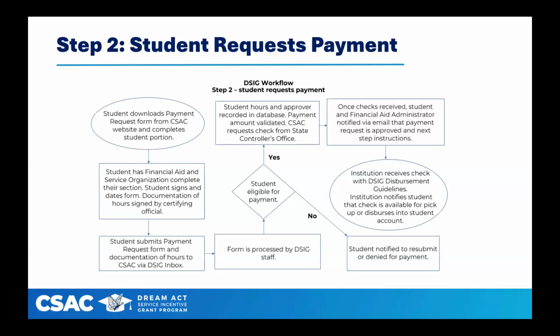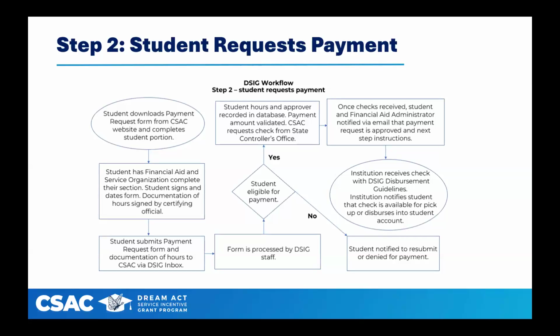At that point, our DSIG team will process it and verify if the student is eligible for payment. If they're not, then the student is notified to resubmit or denied for payment. So they do work with the students one-on-one to figure out their situation. But if they are approved, then the payment amount is validated and CSAC is going to request the check from the state controller's office. Once the check is received, the student and financial aid administrator will be notified via email that the payment request is approved and the next step instructions. The institutions ultimately will receive the check with DSIG disbursement guidelines, and the school will notify the student that the check is available for pickup or disbursed into the student account.